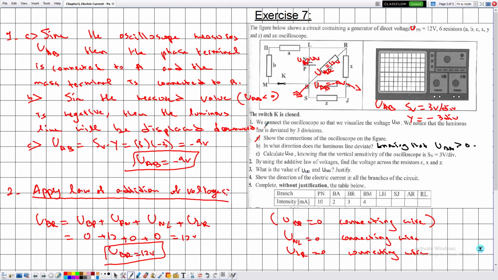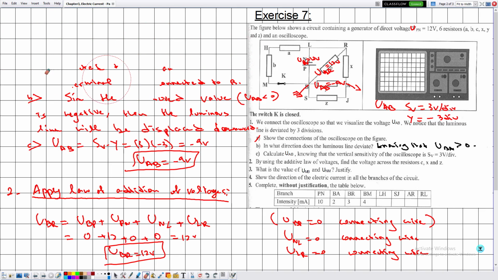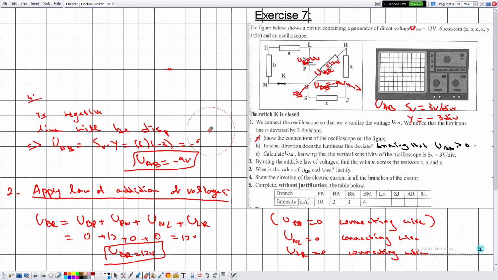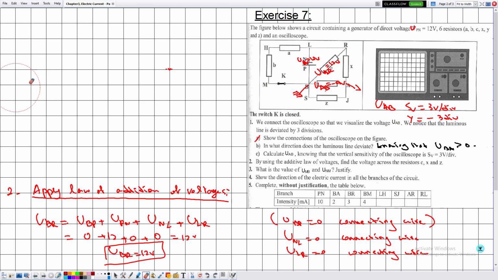So now as for the resistor X, apply the law of addition of voltages.